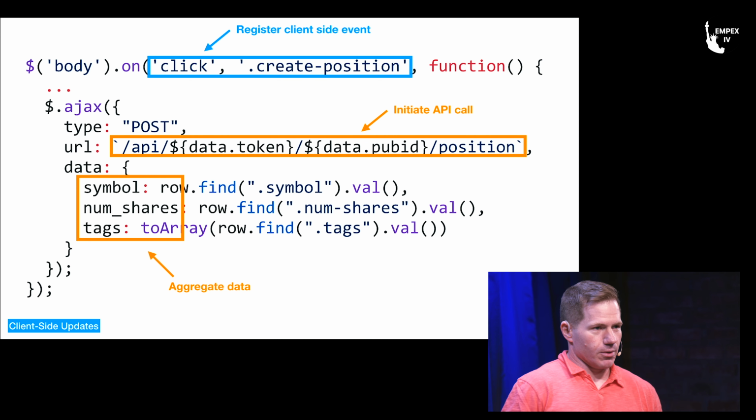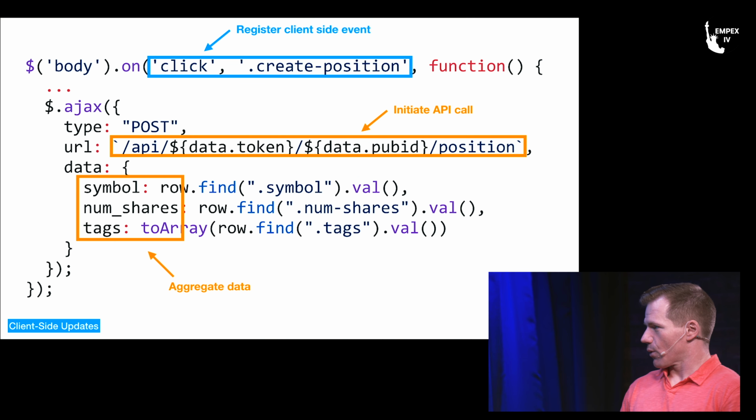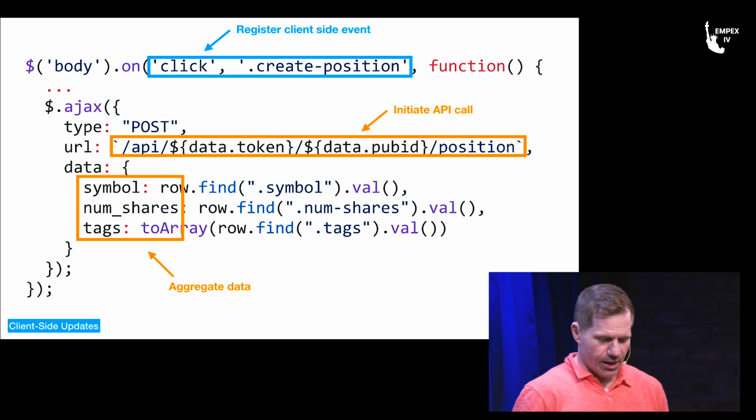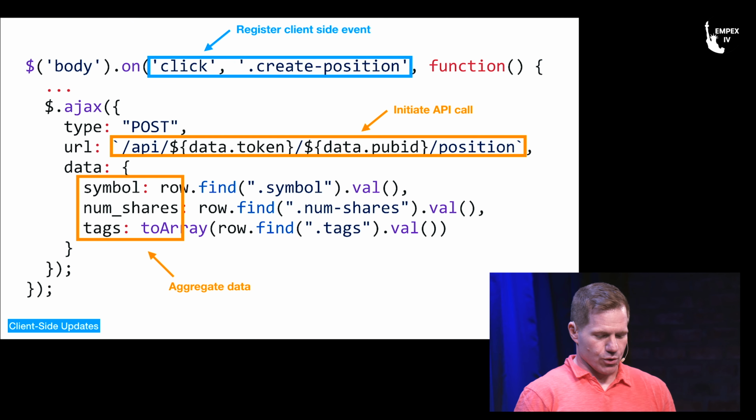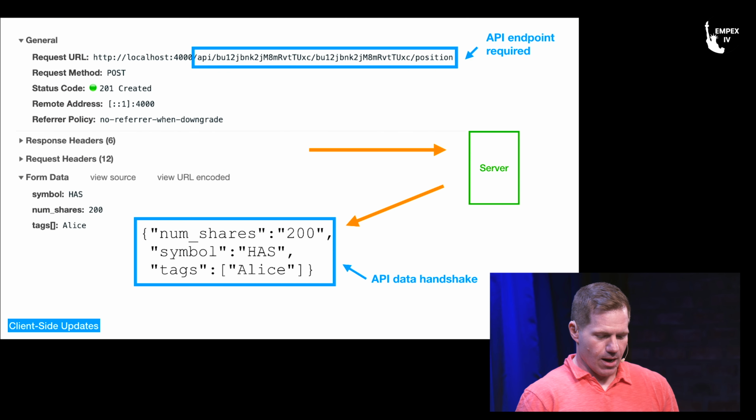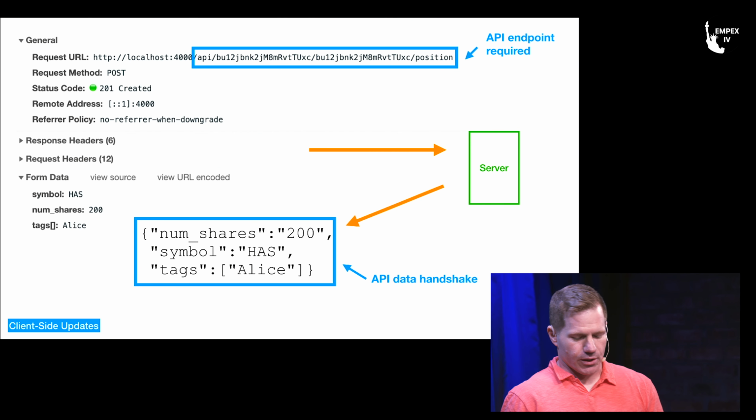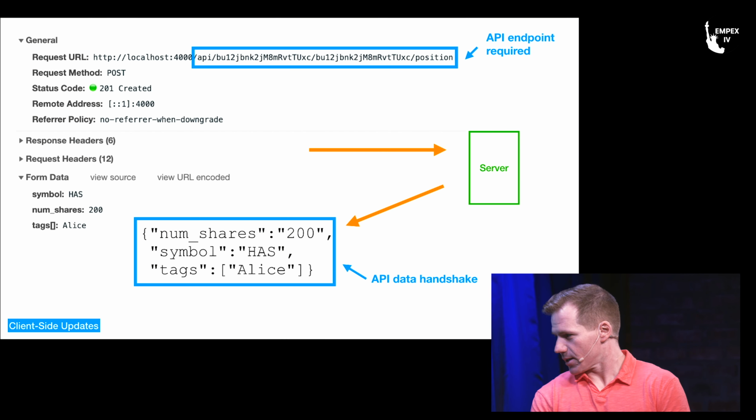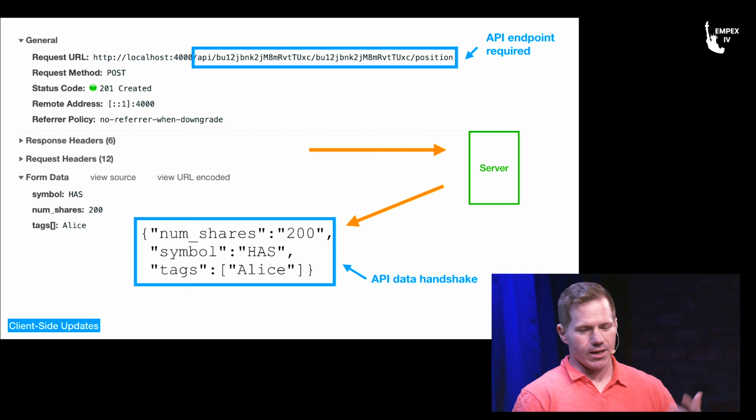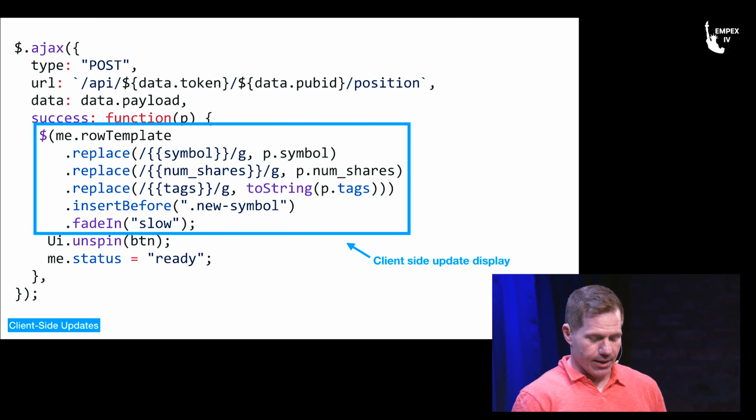So here is an example of some lovely JavaScript in jQuery. We're going to register the event. We're going to have some initial API calls. We're going to have to aggregate the data from the client. We're all doing this anyways with the old server-only side. It's now just in our newer route. So we've got our API endpoint. It's going to talk to the server. We have some sort of handshake. The client needs to know what the data is going to look like. Here it's JSON. It could be YAML. It could be GraphQL. It doesn't really matter, but you need to decide on that. And the client needs to update.